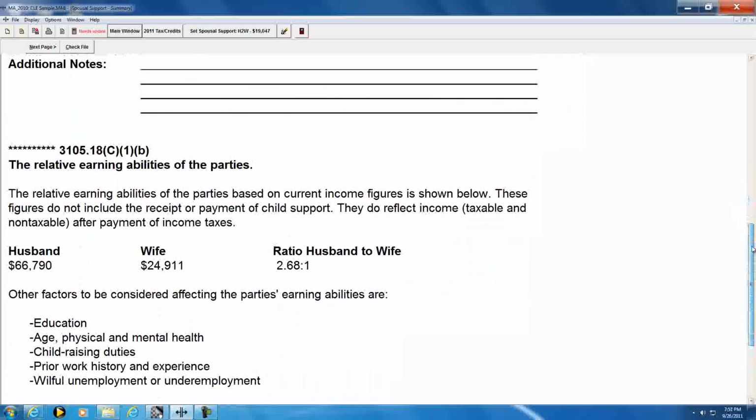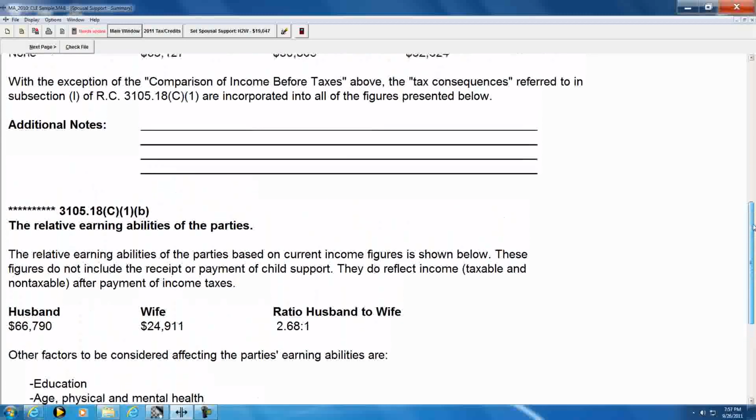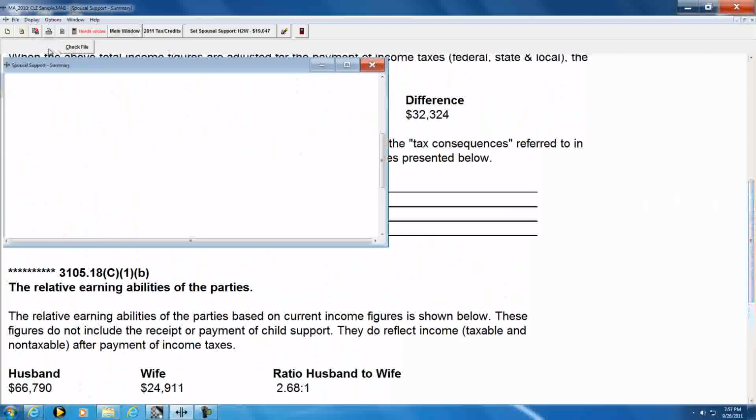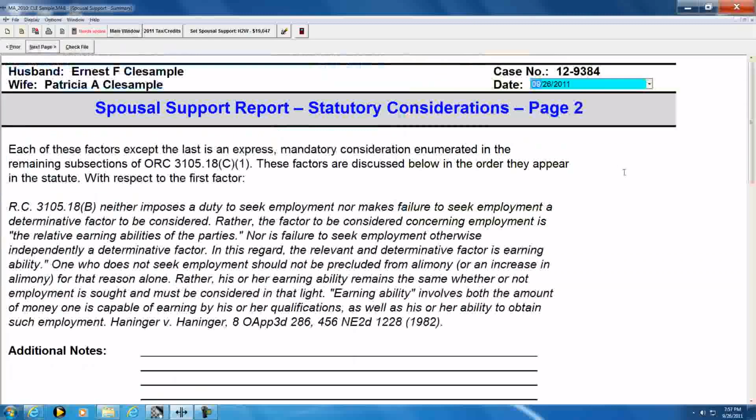This report starts with Factor A and goes right through to Factor N. One by one, the factors are reviewed based on the information that you entered in the earlier steps of the main window.